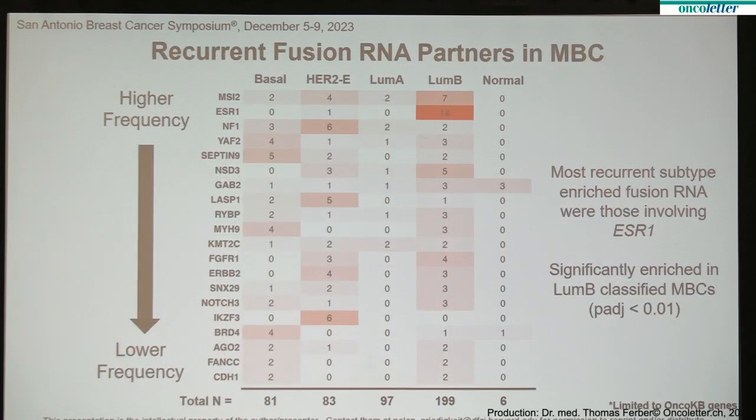So when you rank all of the genes involved in fusions, this is the top of the list. We found that the most recurrent subtype enriched fusion RNA were those involving ESR1. They were significantly enriched in the LumB classified METs, all but one.